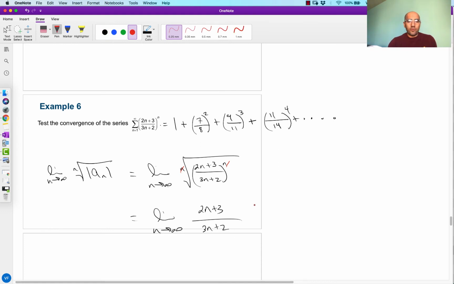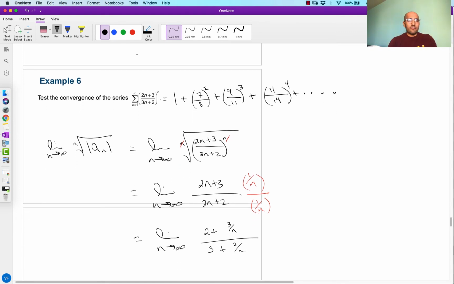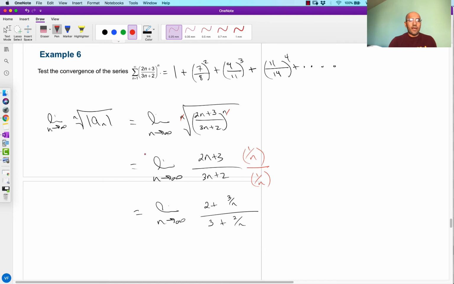Now if we multiply the numerator and denominator by 1 over n, another version of 1, and distribute it through, we end up with the limit as n goes to infinity of 2 plus 3 over n divided by 3 plus 2 over n. As the limit is applied, as n goes to infinity, this term goes towards 0, and this term goes towards 0. So the limit as n goes to infinity of this whole thing is equal to 2/3.